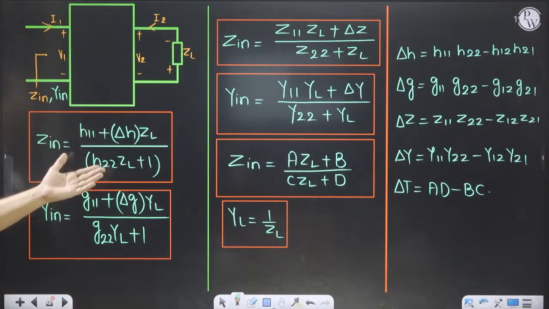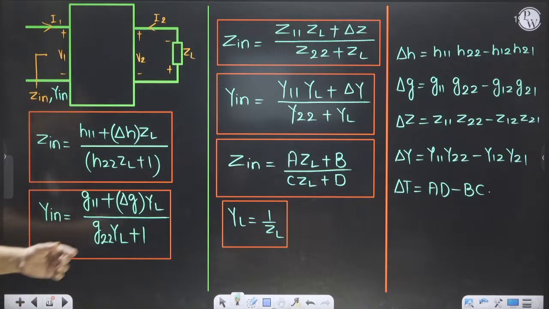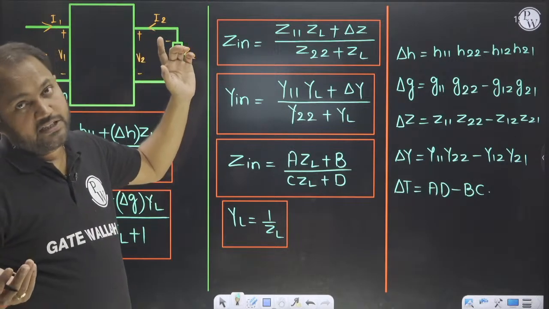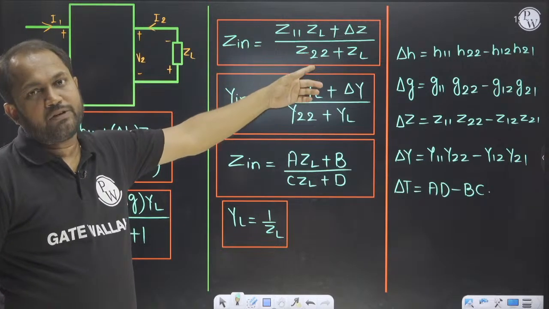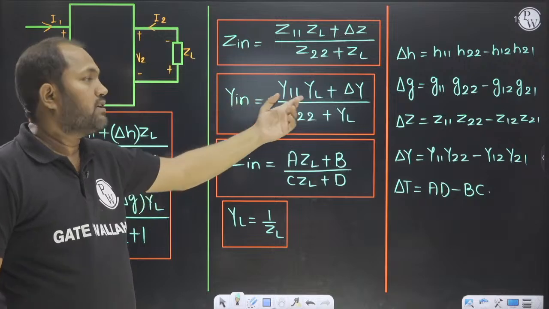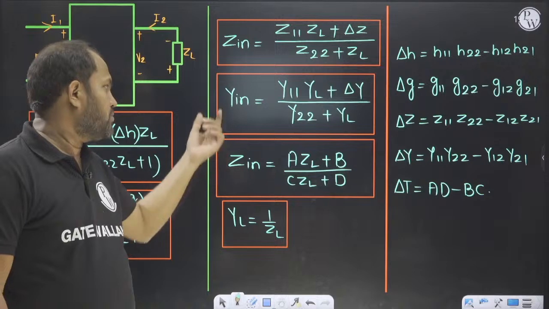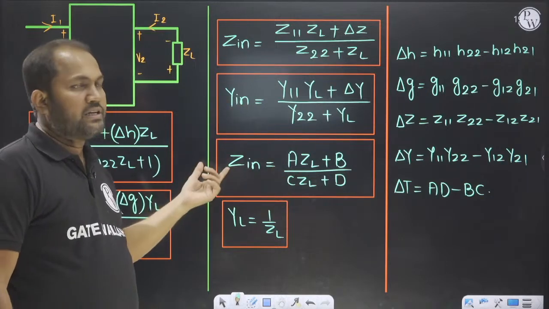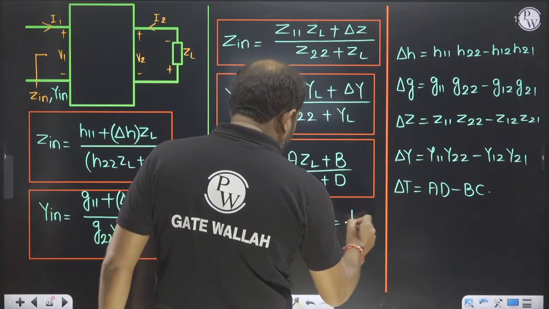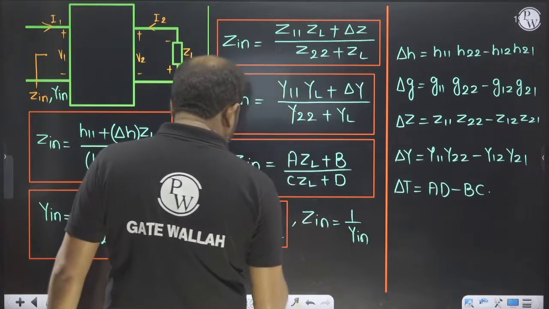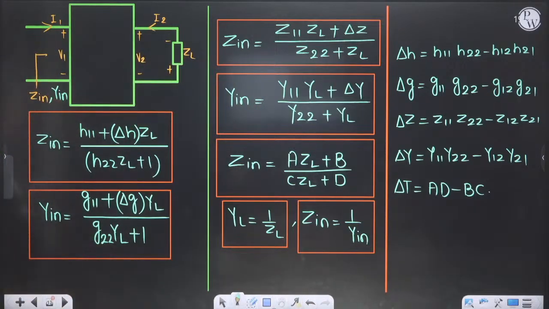H parameter and ZL is given, Z in you will calculate. G parameter and ZL is given, Y in you will calculate, and 1 by Z in is Y in. So Z in you can easily calculate. Z parameter and ZL is given, Z in you can calculate. Y parameter and ZL are given, ZL is equal to 1 by YL, so you can formulate Y in. You can also use the relation Z in is equal to 1 by Y in. Yes, so you can write it down, or I will share the PDF in my group.